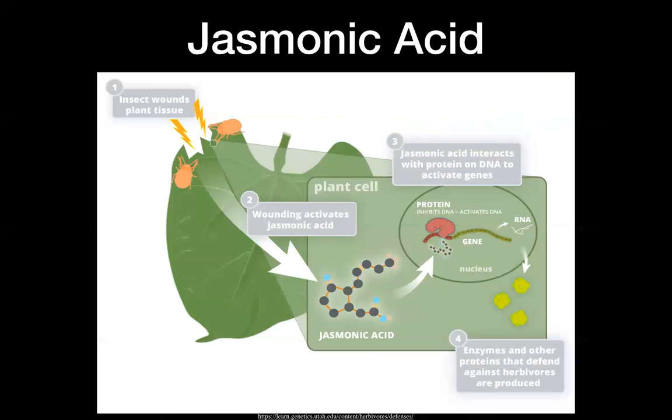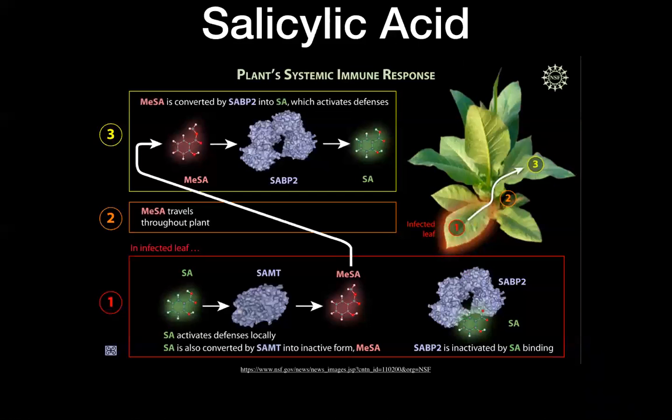So for our jasmonic acid pathways, step one, generally, insect wounds plant tissue. Step two, the wound activates jasmonic acid. Jasmonic acid then flows through the cells, interacts with the proteins or DNA to activate genes. The enzymes and other proteins that defend against the herbivores are produced, and then they're also going to be spread throughout the plant. That's the basics of the jasmonic acid pathway. It's there to help protect primarily against insect attack.